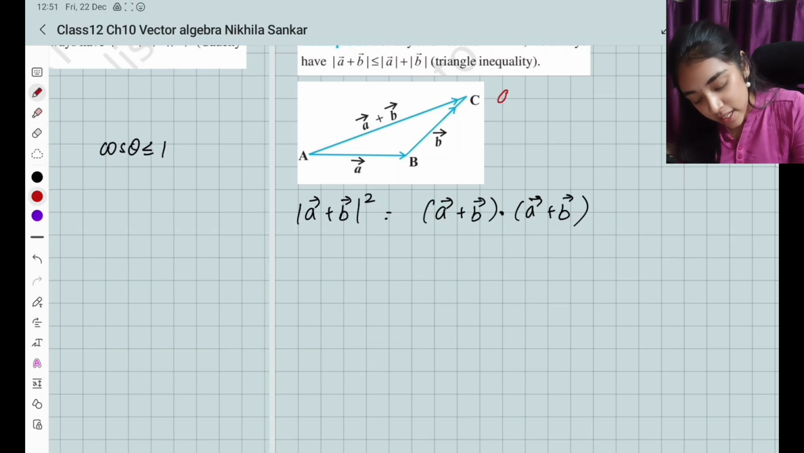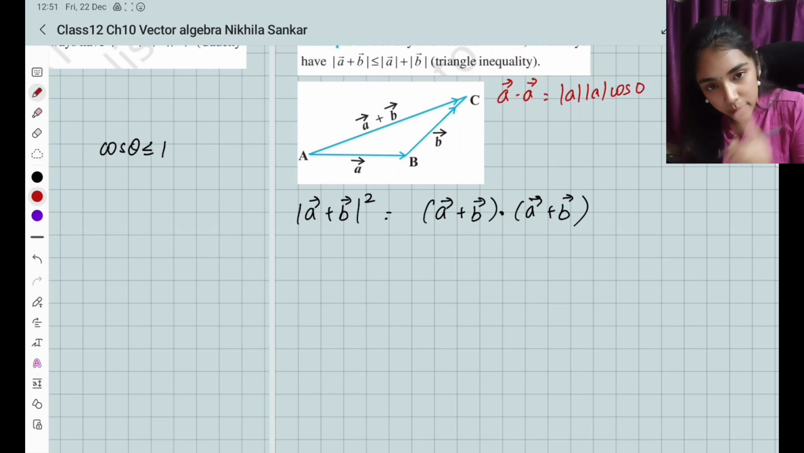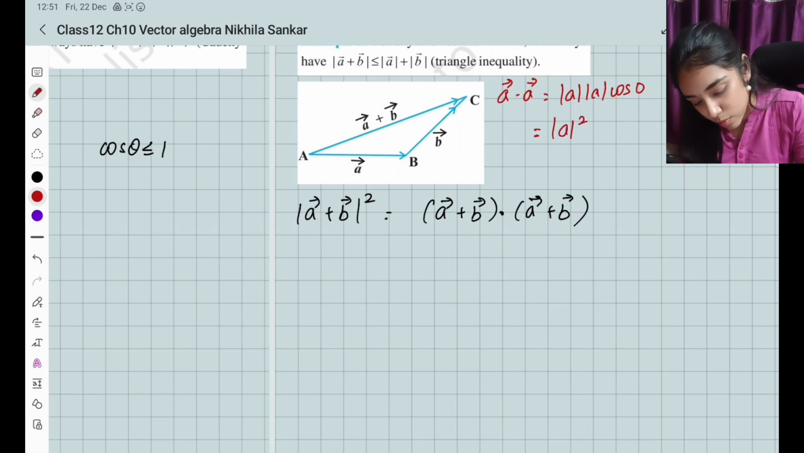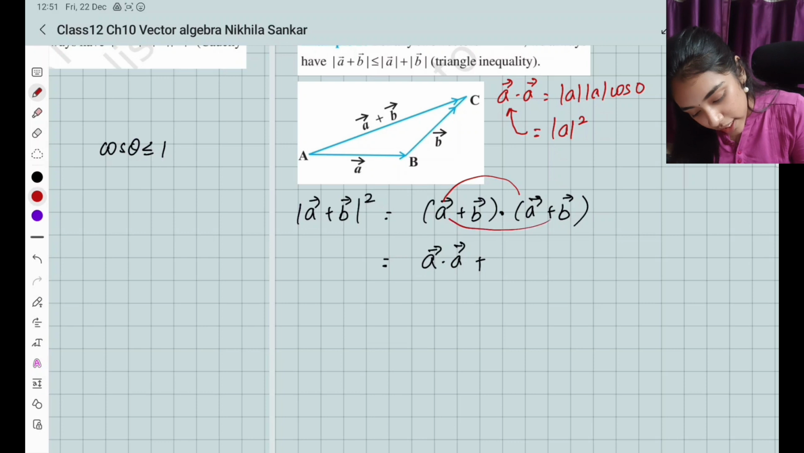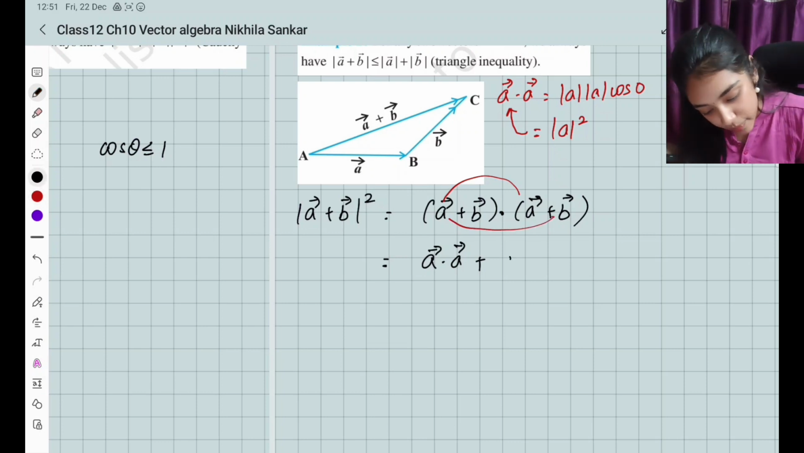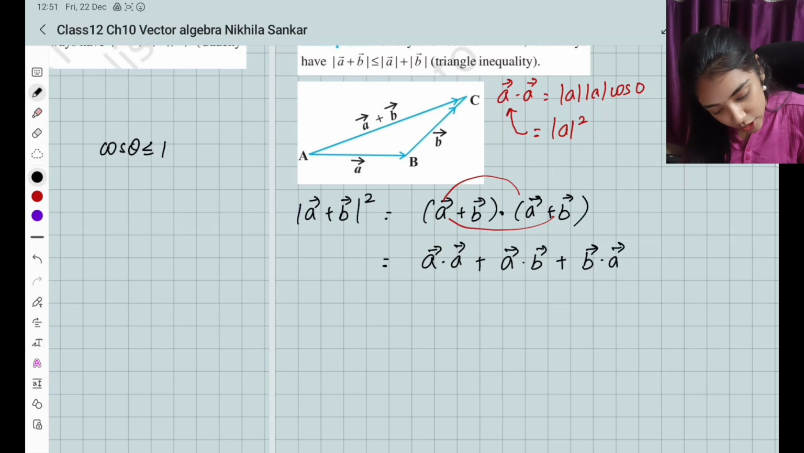I'll revise again. So I have a dot a. Same vectors, it is going to be mod a times cos 0, because a is in the same direction. So theta is going to be 0. So this is nothing but mod a the whole square. So mod a the whole square can be written as a dot product, a dot a. Okay. I just revised. When I start multiplying inside, so a dot a plus a dot b, plus again I have b dot a plus b dot b.